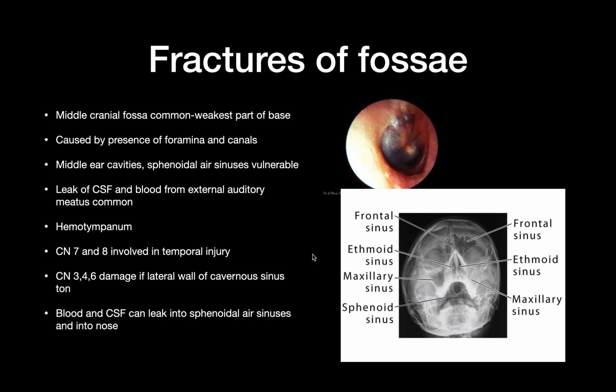Cranial nerves 7 and 8 can be involved in the temporal injuries. And if the lateral wall of the cavernous sinus is torn, cranial nerves 3, 4, and 6 can be damaged. And blood and cerebrospinal fluid will leak into the sphenoidal air sinuses and into the nose. It's not very easy to see this sphenoidal sinus, so if you need to image it, you have to ask the patient to open their mouth.